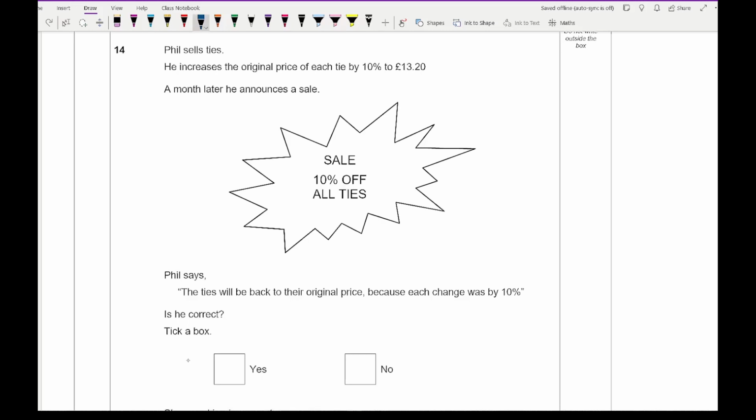So let's have a look at the price before. The original price was £13.20 after the increase, so we need to do reverse percentages. So it's £13.20, and that equates to the 10% increase. So here we need to divide by 10%. No, we don't. We need to divide by 1.1. And if we do that, we get an answer of £12, because this number here represents 110%. So we then need to work out the 100% price, which is £12.